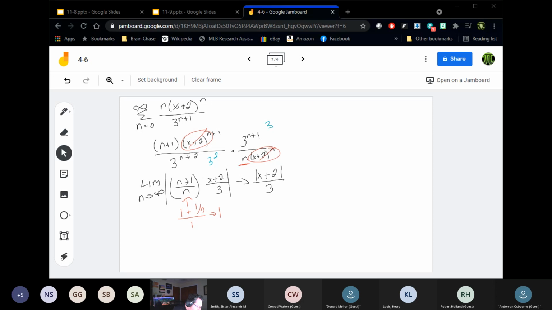So now I'm setting the absolute value of x plus 2 over 3 has to be less than 1. So I have x plus 2 is less than 3. So that right there is my radius of convergence. And then my interval is going to be from -5 to 1. And that's my interval.